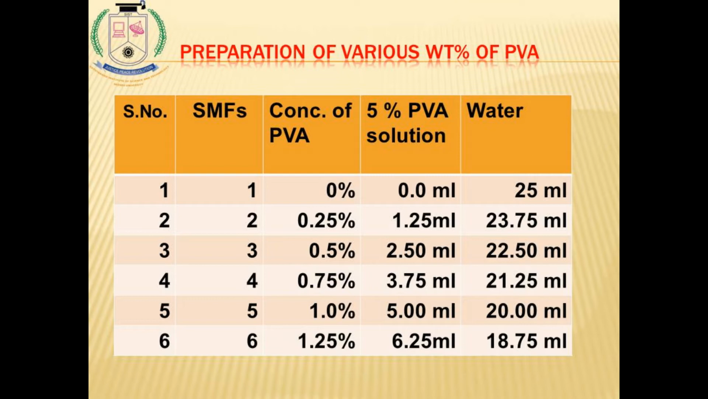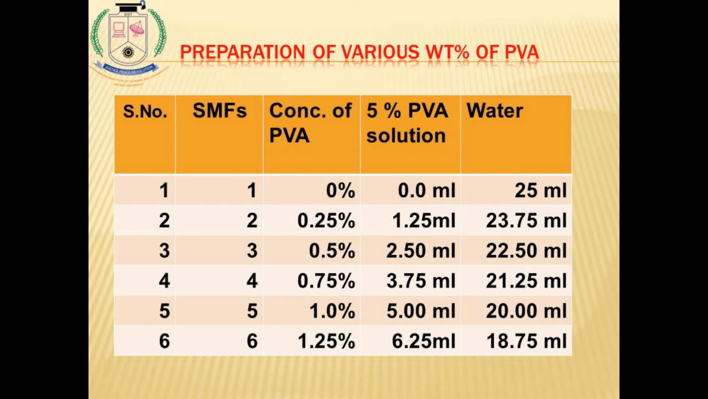For these experiments, we require 6 25 ml standard measuring flasks. Okay, within that, what we are doing first: in the first SMF, we are taking 0 ml of polyvinyl alcohol and 25 ml of water. In the second SMF, 1.25 ml of 5% polyvinyl alcohol and 23.75 ml of water. In the third SMF, 2.5 ml of 5% PVA solution and 22.50 ml of water.